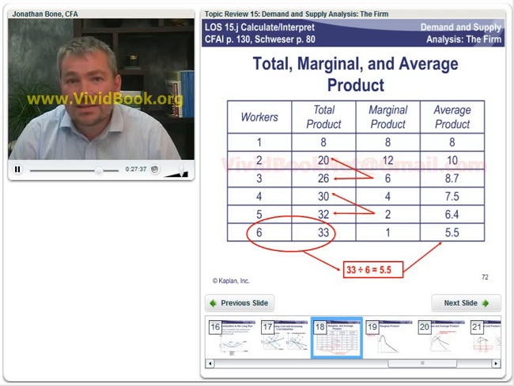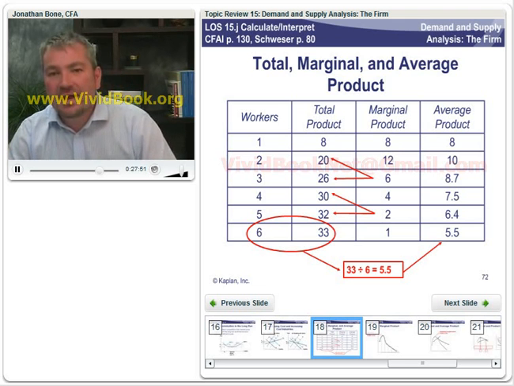Average product is a nice easy one. It's simply total product divided by the number of workers, in this case. So total product for the 6 workers, they produce 33 units. In other words, they produce 5.5 units per worker, and that is our average product.